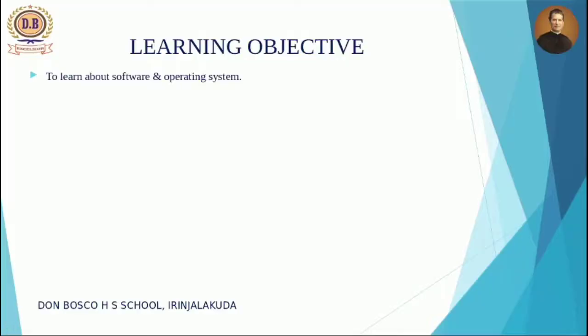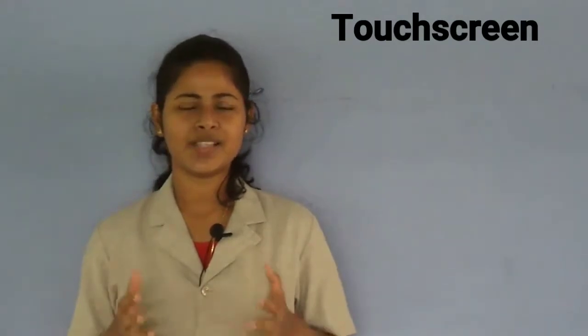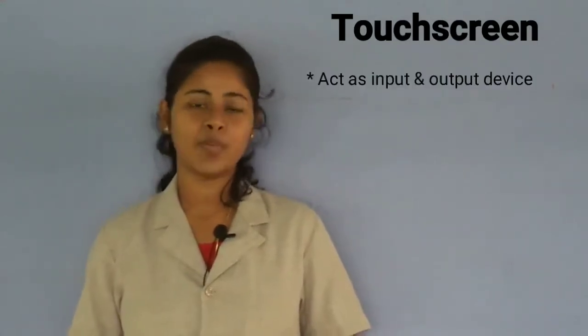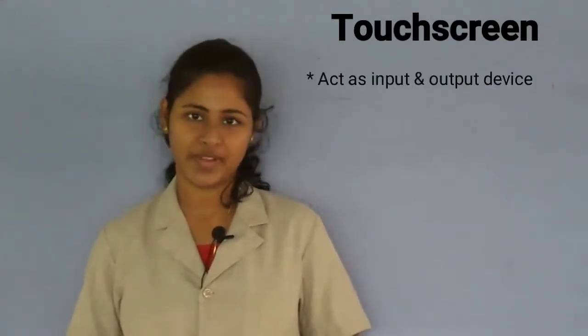Today we are continuing with the next topics of this chapter, so let's see the learning objectives. Today we are going to learn about software and operating system. All of you have at least one touchscreen device at your home, right? It can be either a smartwatch, smartphone, tablet, laptop, etc. Do you know whether this touchscreen device is an input or output device? It can act as both an input and output device.